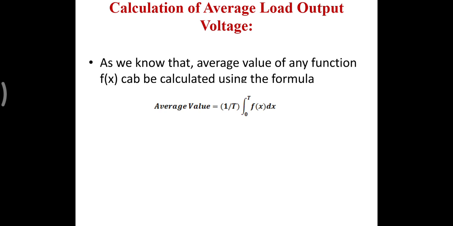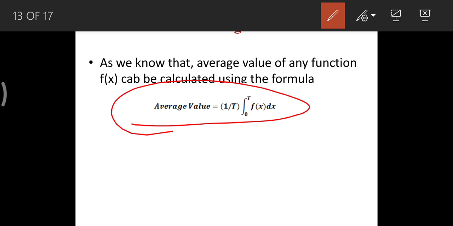Here we have to calculate three important factors. What is the average output of this half wave rectifier, second, what is the RMS output of this half wave rectifier, and the third one is the average load current and RMS load current. For calculation of the average value, the formula we already saw at the time of starting. Average value can be found by using the formula 1 by T integral 0 to T of f of t into dt.